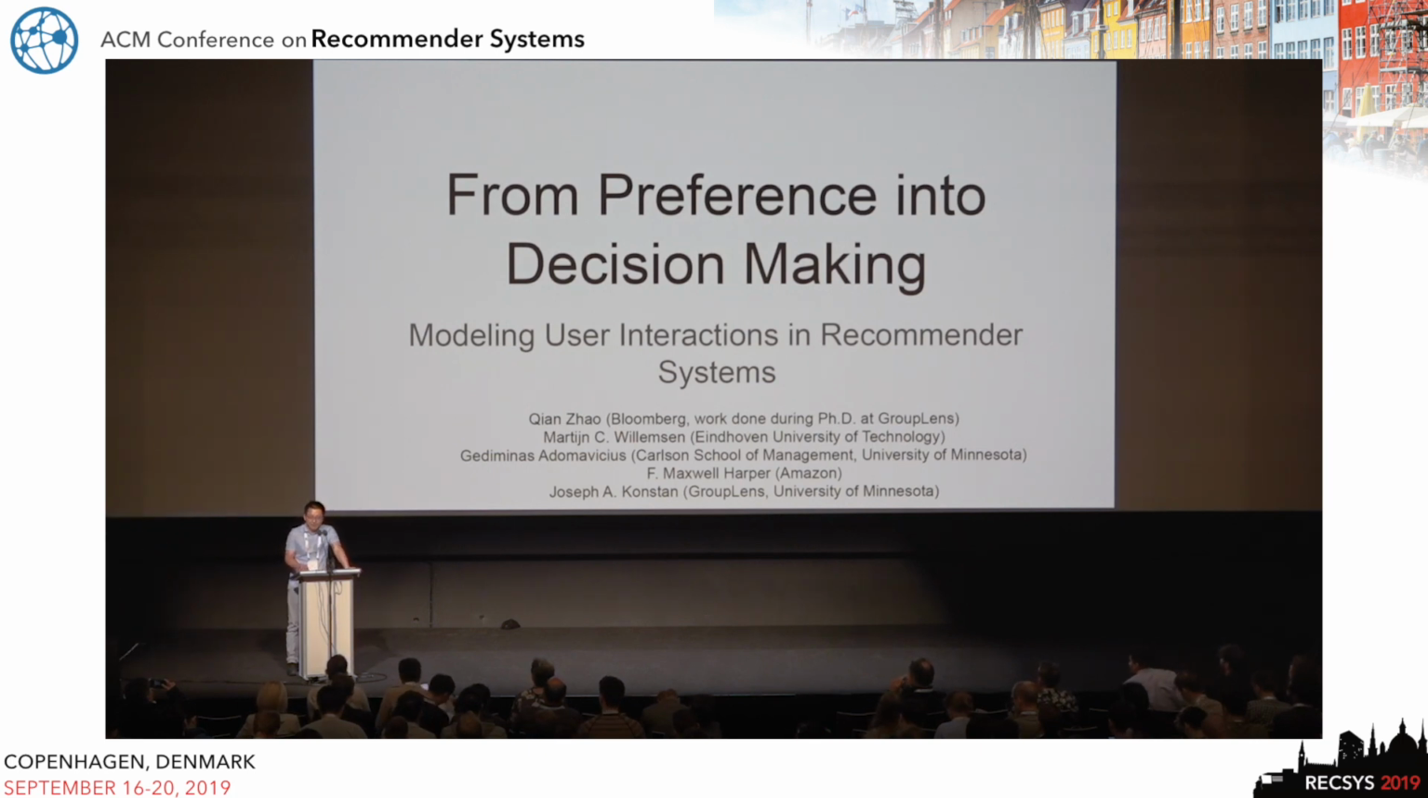Good morning, everyone. I'm very excited to be here to present our paper, From Preference to Decision Making. I'm Qian, from Bloomberg. This work was done at MovieLens research at the University of Minnesota, and these are my collaborators.